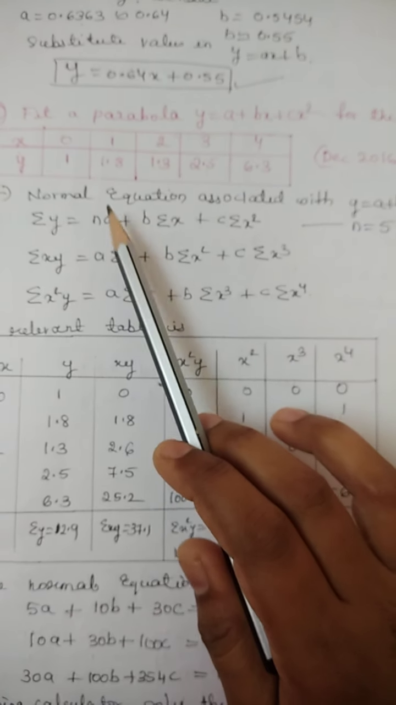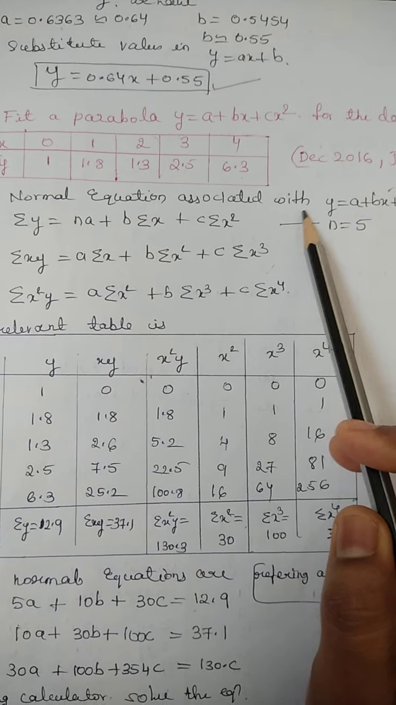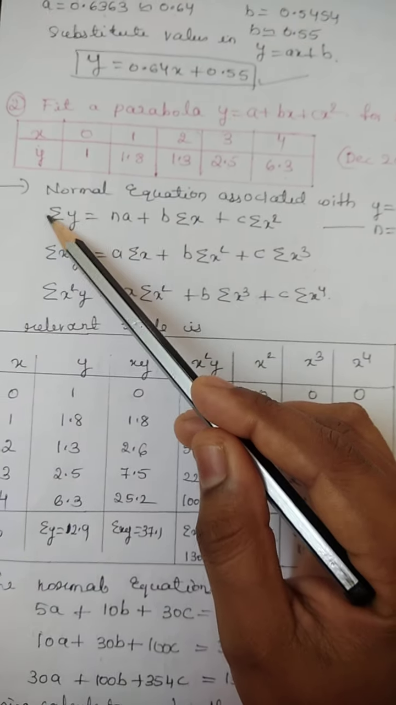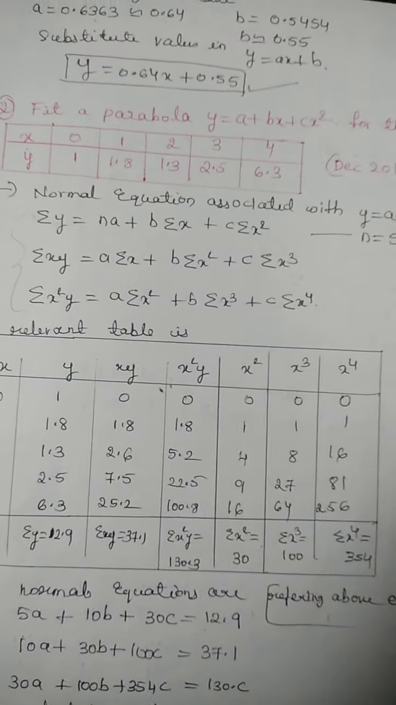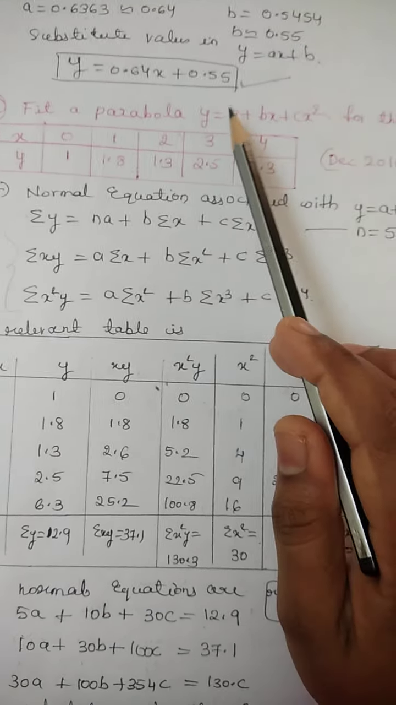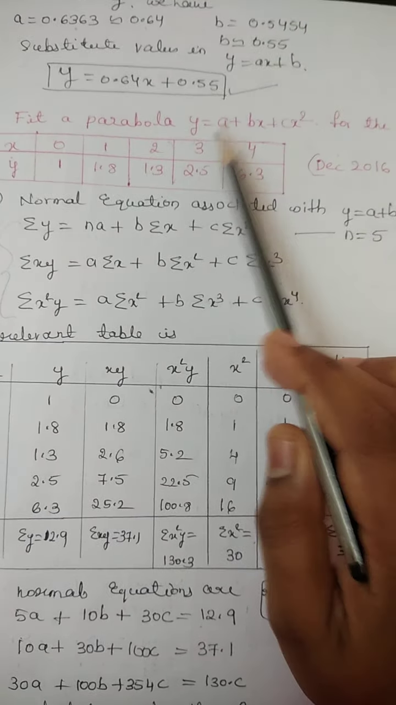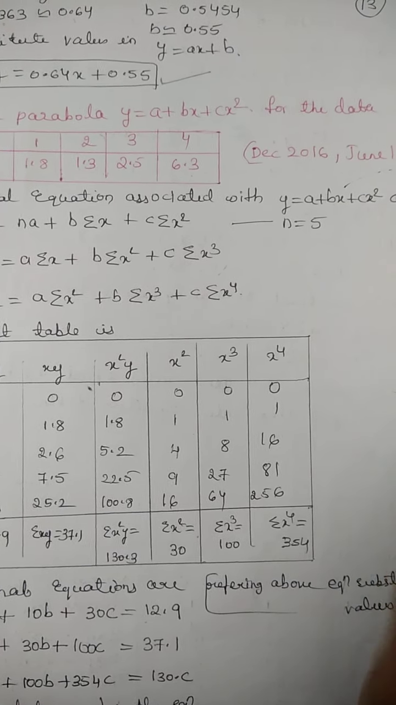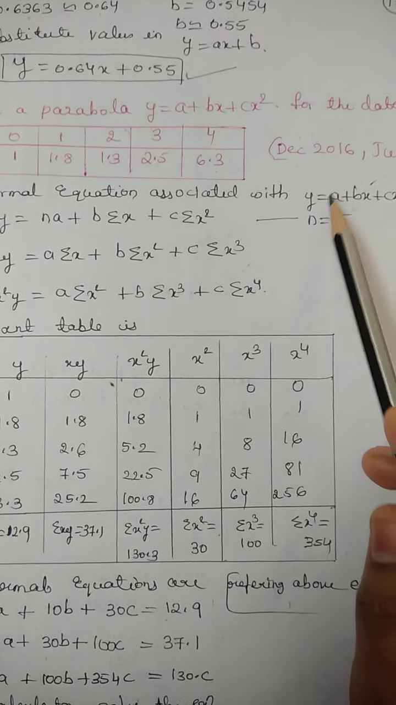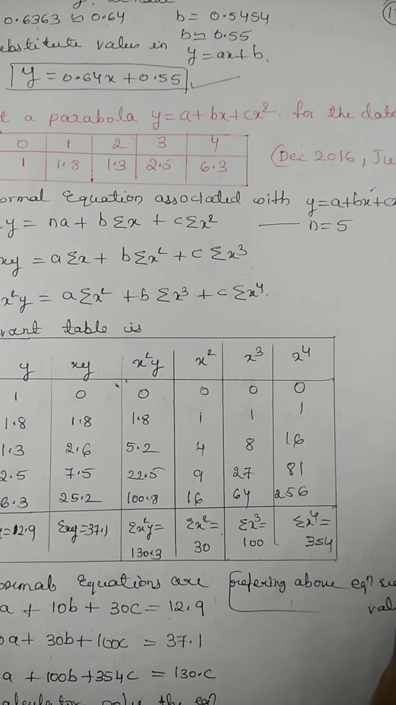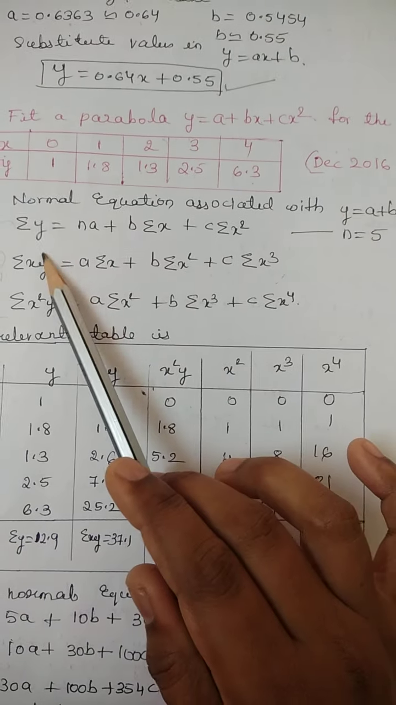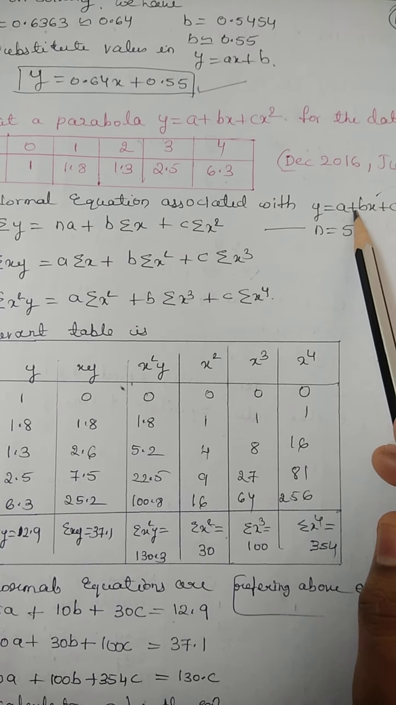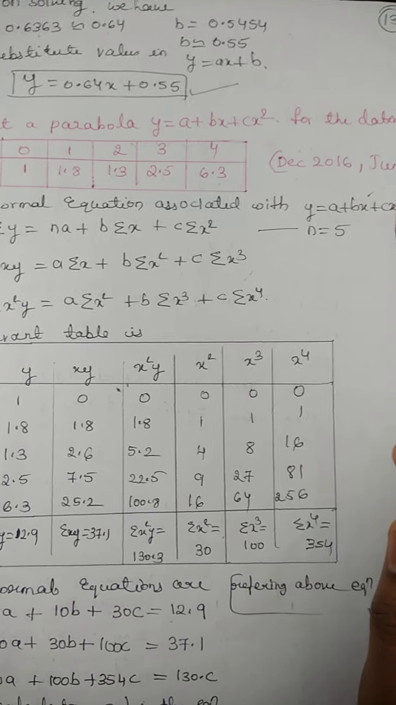Now, the normal equations associated with this parabola: first of all, we have to construct this type of normal equation for the given equation. Here the given equation is a parabola, y = a + bx + cx². For this we take the summation of y equal to... we have to find the values of a, b and c; these are the parameters.